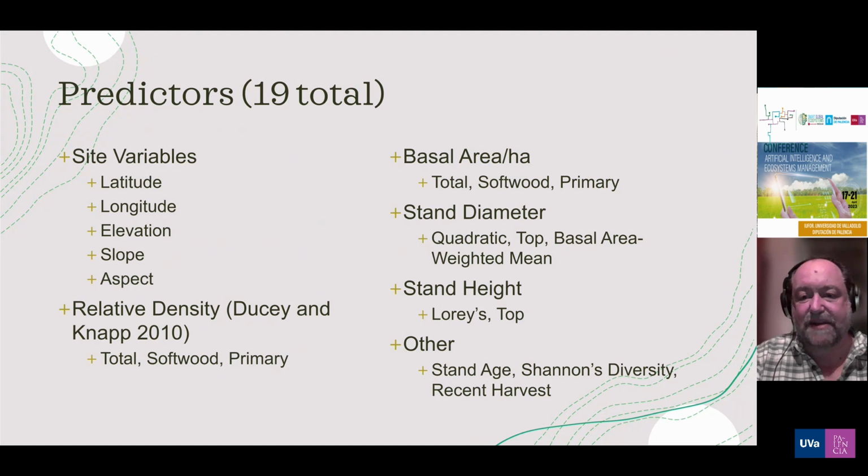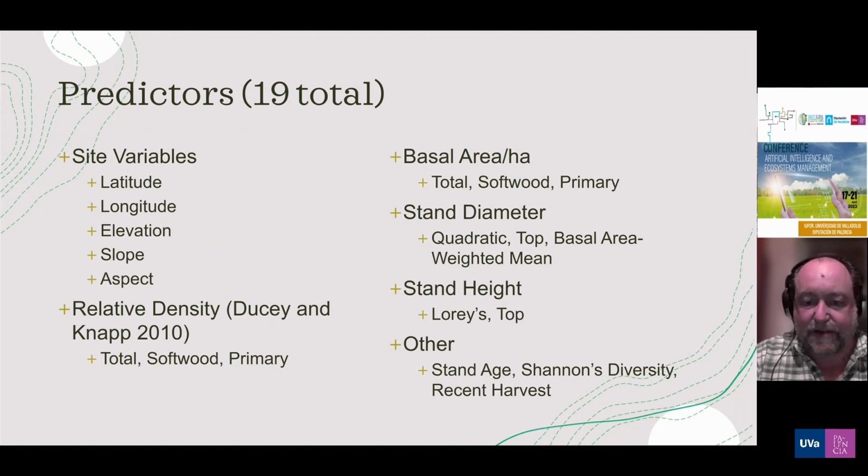So in addition to quadratic mean diameter, we're looking at the top diameter, or the diameter of the thickest 100 trees per hectare, as well as the basal area weighted mean diameter, which is not very commonly used in the US, but is more commonly used in parts of Scandinavia in forest models. So we wanted to give that one a try. Stand height: Lorey's height, which is the basal area weighted mean height, as well as top height, which here is the height of the tallest 100 trees per hectare.